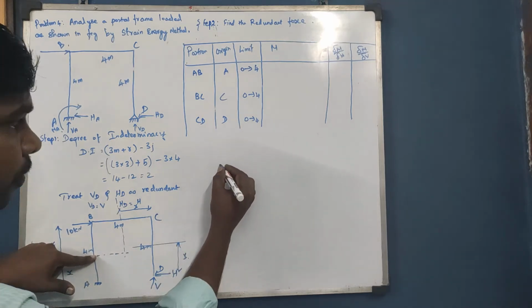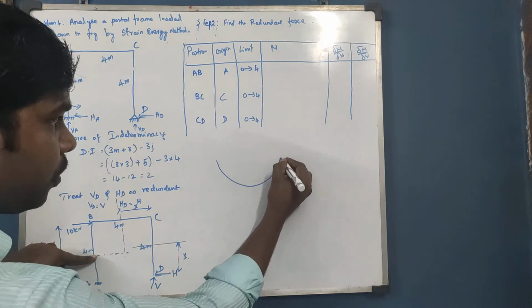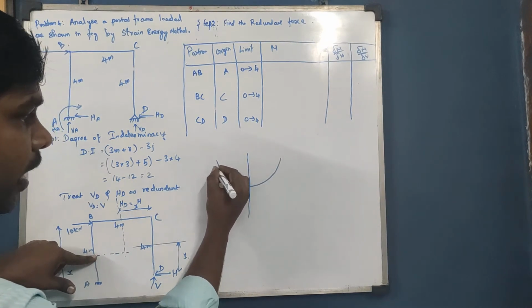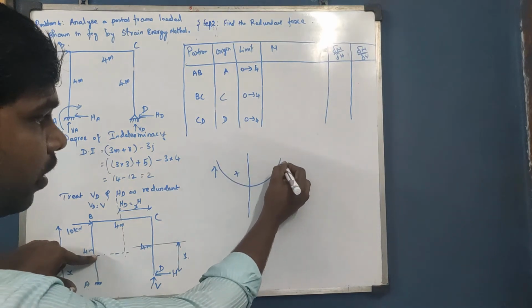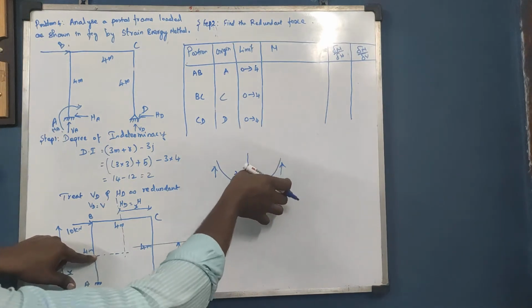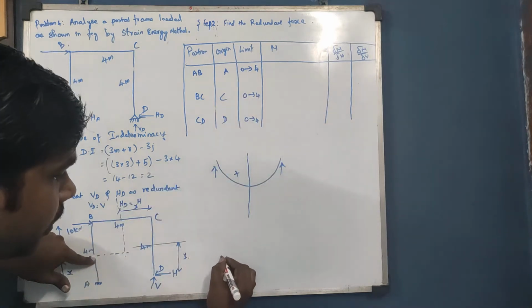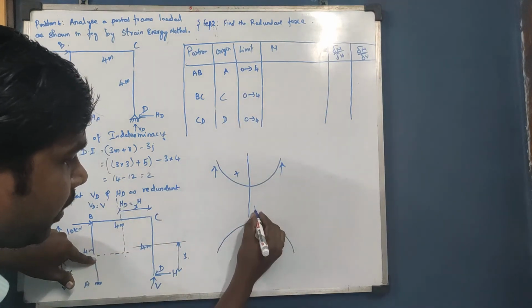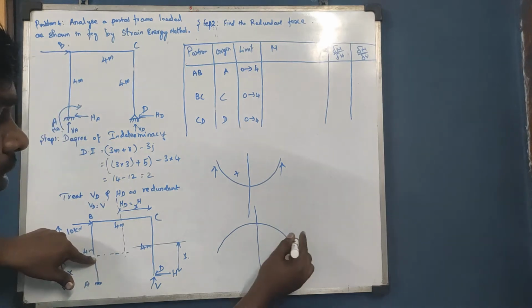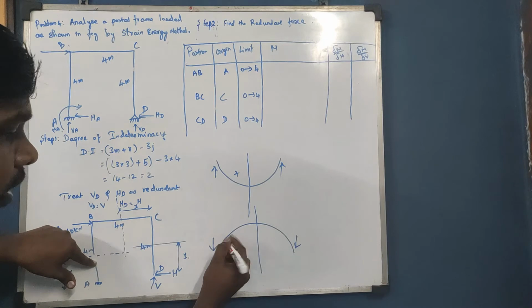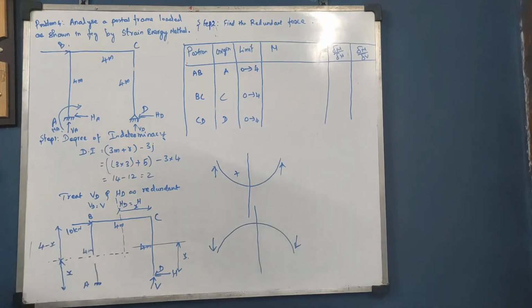So before that, we have to know this. It is sagging, right? Sagging: right side anti-clockwise, left side clockwise. It is sagging: right side clockwise, left side anti-clockwise. Right?